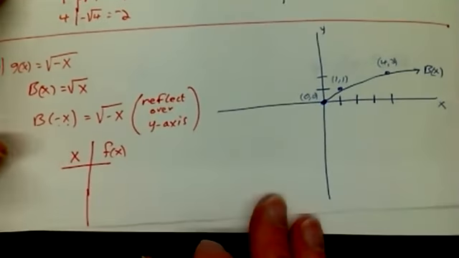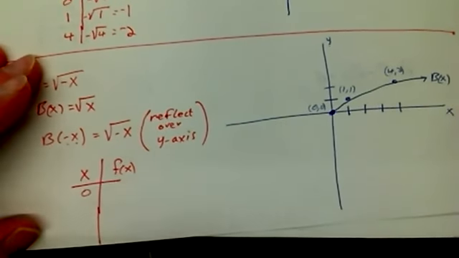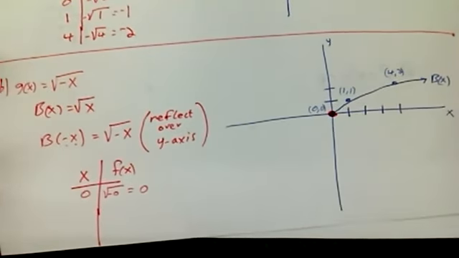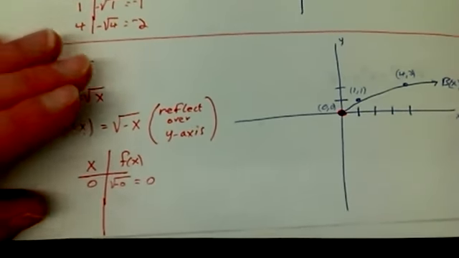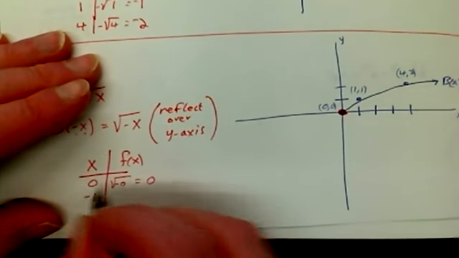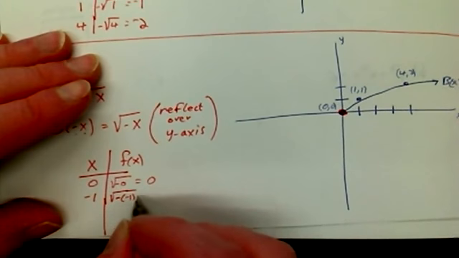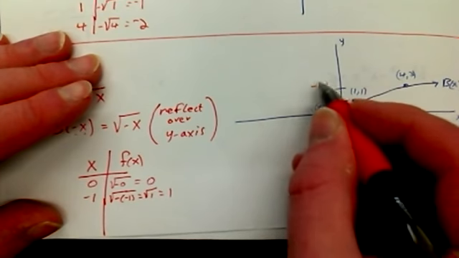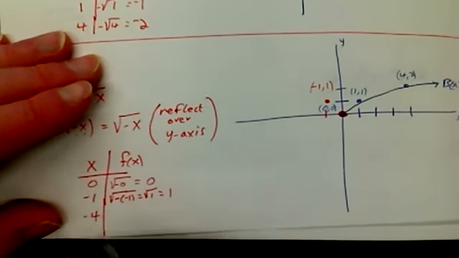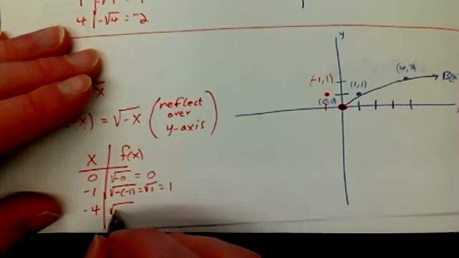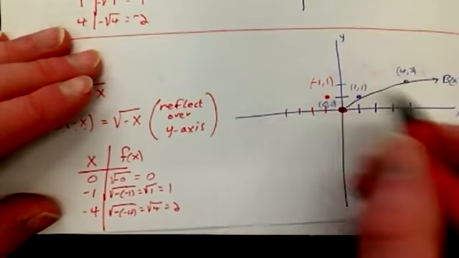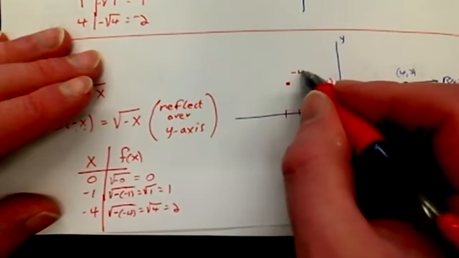x and f of x. Once again, if x is 0, we can do that. Square root of negative 0 is 0. That's fine. Now, if I put in a positive value, I'll get a negative under the square root. We can't do that. So I need a negative x value to get a double negative. I'll use negative 1. The square root of negative 1 is the square root of 1, which is 1. So notice I have this point here, negative 1, 1. And finally, let's do likewise for negative 4. The square root of negative 4 is the square root of 4, which is 2. So I'm right here, negative 4, comma 2.